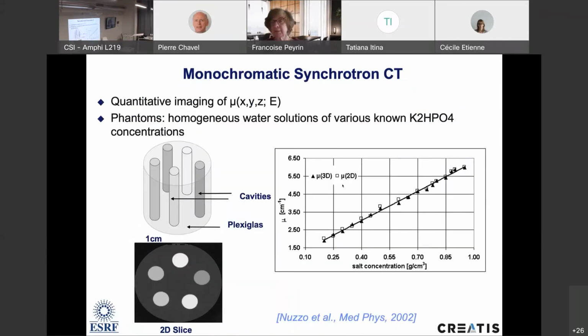So at the time, we did some experiments on a phantom to show that the value that you reconstruct, the mu value, mu of x, y, z for the given energy, is really linear with the mineral concentration, let's say. We did that on a phantom that mimics different mineral concentrations, and it's why we say that we have a quantitative imaging technique. So from the gray level of the image, we can know what the mineralization of the bone is. So this is a very important property.